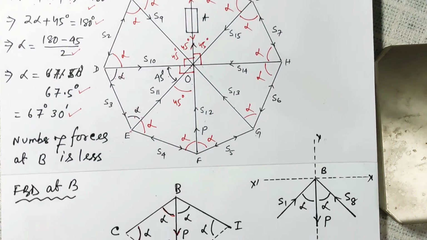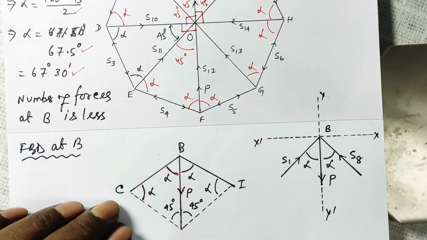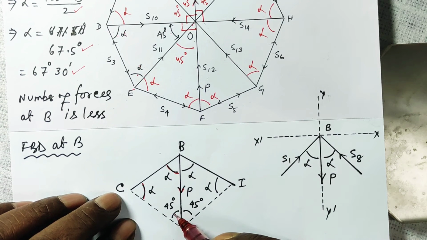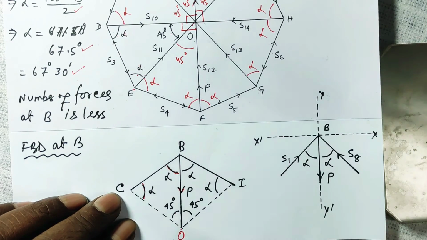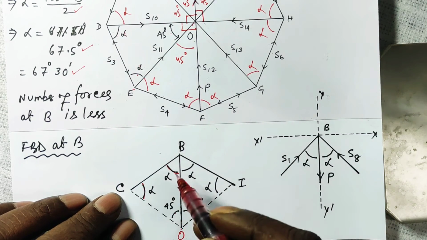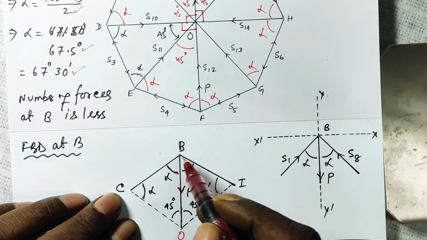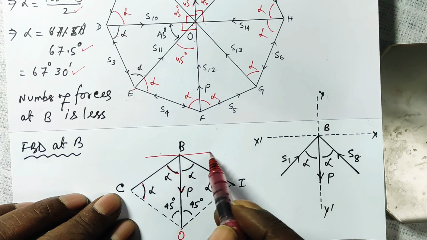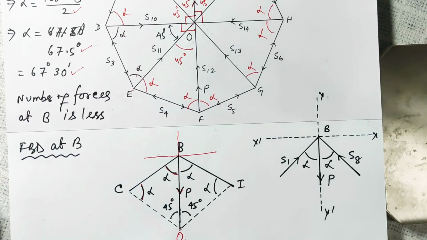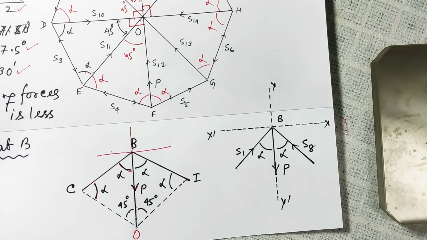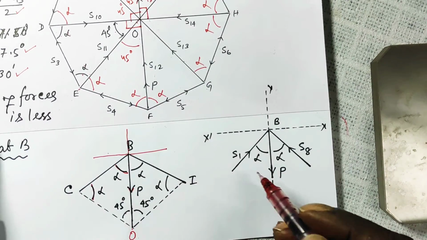So I have shown it here. Now, this angle is 45, I explained. This point is O. So now at point B, I will draw the free body diagram. I will consider this as the x-axis and this vertical line as the y-axis. So that is shown here.